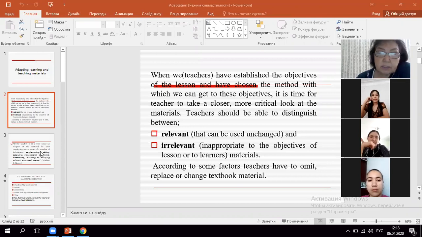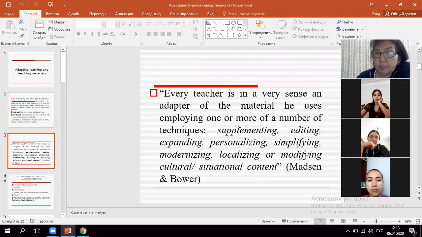Madsen and Bauer say that every teacher is, in a very real sense, an adapter of the material he uses, employing one or more of a number of techniques, like supplementing, editing, expanding, personalizing, simplifying, modernizing, localizing, or modifying cultural or situational content.